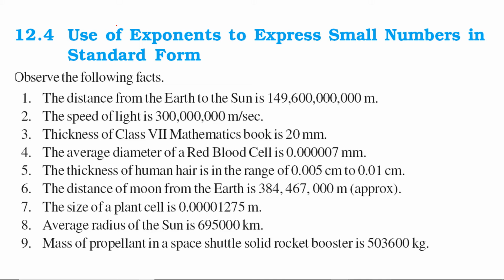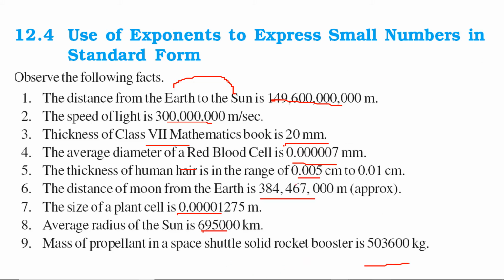And usage of exponents to express small numbers in standard form. Just observe certain things. The distance from Earth to Sun is this much. Speed of light is 3 into 10 to the power 6. Thickness of, say, some book is 20 millimeter. Average diameter of RBC, red blood cell, is this much. Thickness of human hair is 0.05 centimeter to 0.01 centimeter. The distance of moon from Earth is this much. The size of plant cell is this much. Average radius of sun is this much. The mass of propellant in a space shuttle solid rocket booster is this much.